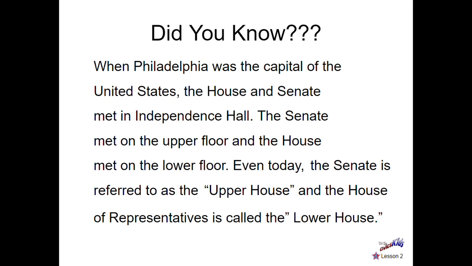Anyway, initially when the Capitol was in Philadelphia, the House and the Senate met in what we call Independence Hall. The Senate met on the upper floor, and the House of Representatives met on the lower floor. And to this day, you still call the Senate the upper house and the House of Representatives the lower house. So that's just a little tidbit of information.